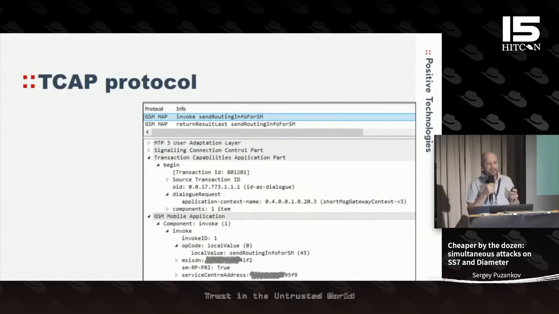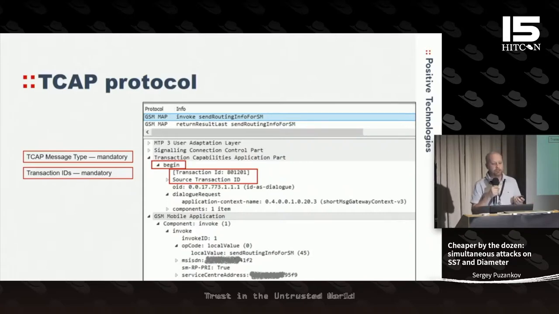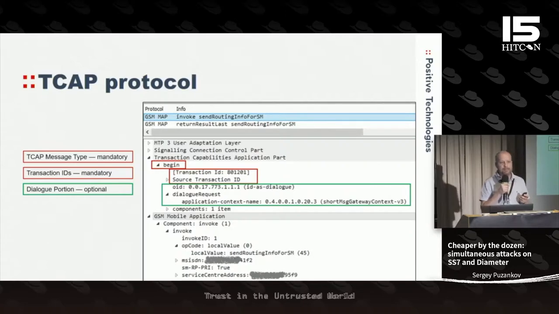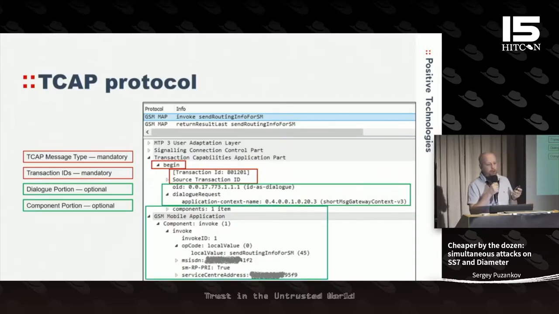A couple of words about the TCAP protocol. TCAP consists of several blocks. The first block is just the message type. This is a mandatory field. The second block is the transaction identity, also a mandatory field. The third block is the dialog portion. This is a number of fields, and this whole block is optional. It contains one important parameter, the application context name. This parameter defines the operation of the upper layer, and the upper layer is encoded in a component portion. This is the MAP protocol, and the component portion contains the operation code and all the parameters.